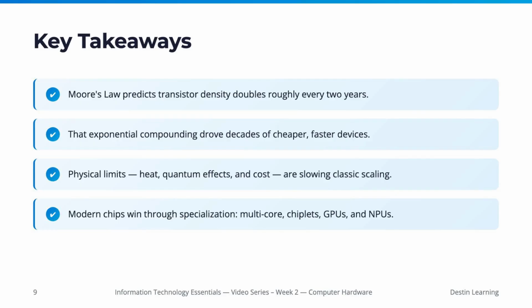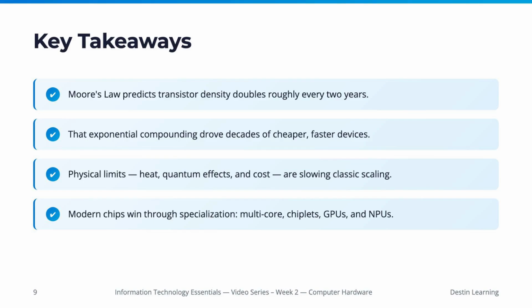Let's review the key concepts covered in this lesson. Moore's law established that transistor density doubles roughly every 2 years, fueling decades of cheaper, faster, and more portable computers. While thermal limits, quantum interference, and fabrication costs have slowed classic scaling, the computing industry continues to advance by focusing on specialized architectures, multi-core parallelism, chiplet designs, and dedicated accelerators.